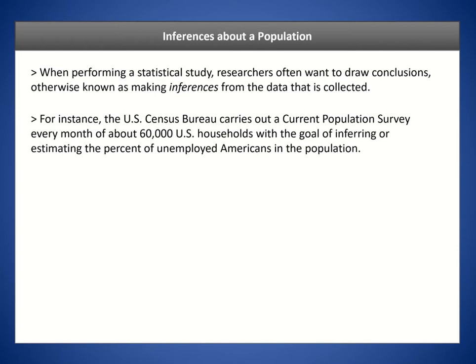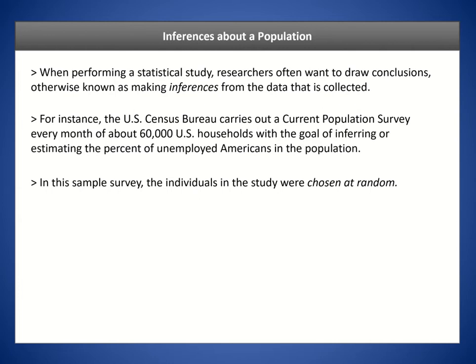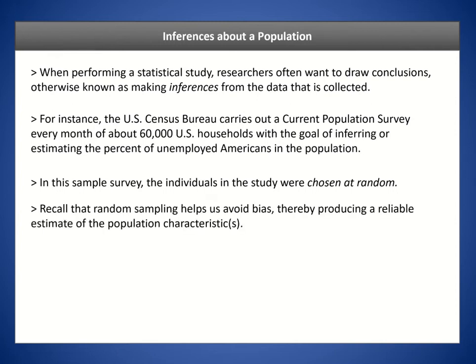So if we want to determine this, in this sample survey, the individuals needed to be chosen at random, right? When we do a sample, we want to choose our individuals for the study at random, and the reason is that we want to eliminate bias. By doing so, that allows us to make good inferences about the population, because if I choose a random sample, that sample is going to be more representative of the population as a whole. So we want to avoid bias and produce a reliable estimate.